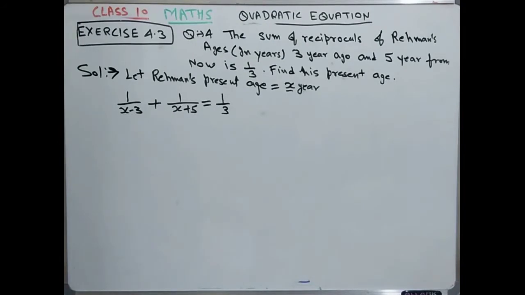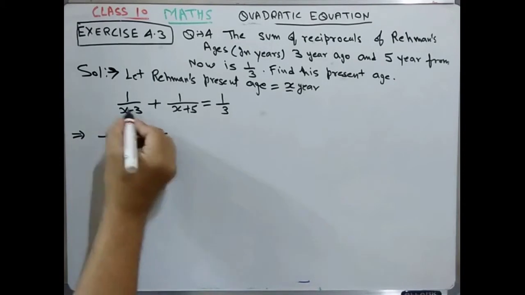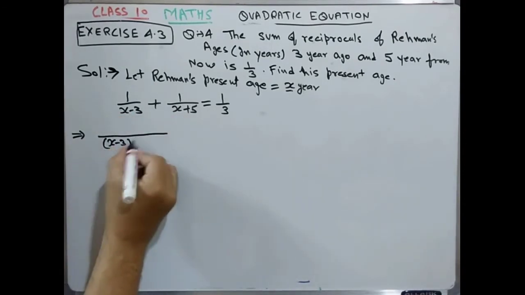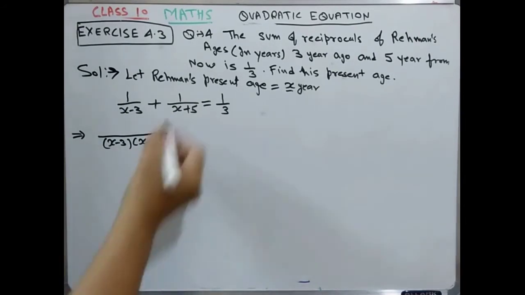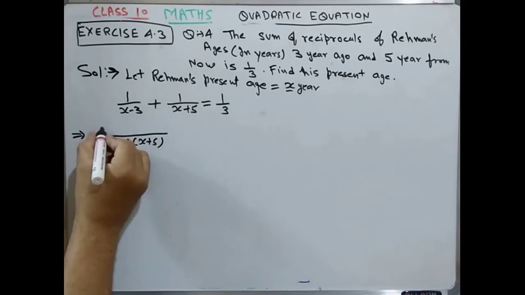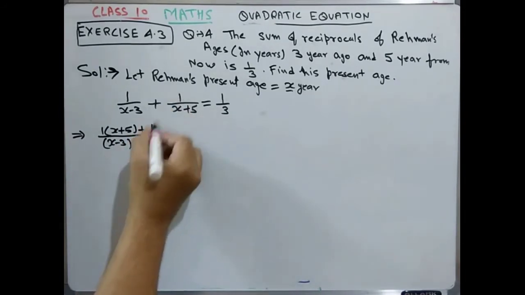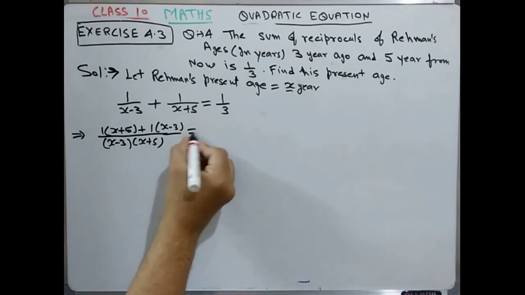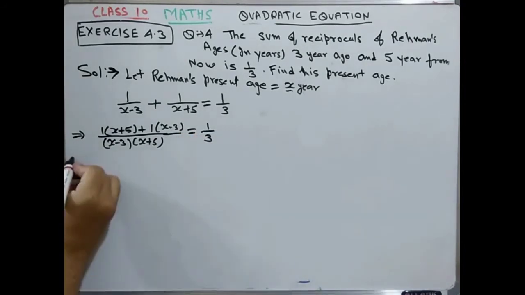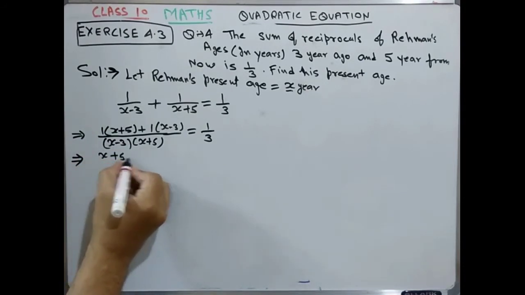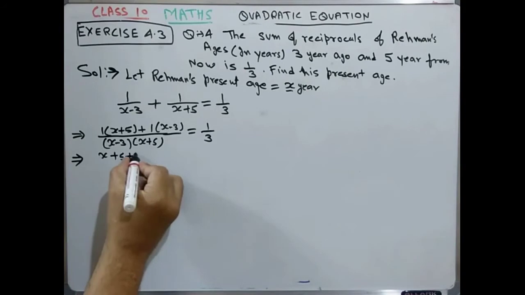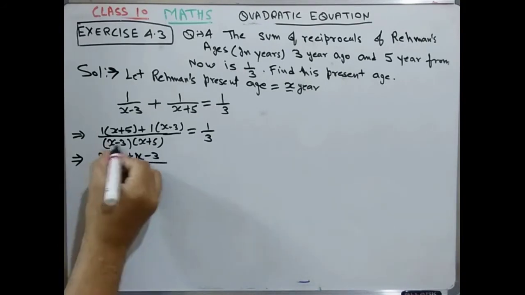So now we have got this expression. Now as usual, we will convert this expression to a quadratic equation, and then we will solve it. So now let me add these two terms. x minus 3 and x plus 5 will multiply in the denominator, and then I will cross multiply. So this will become 1 into x plus 5 plus 1 into x minus 3, equal to 1/3.